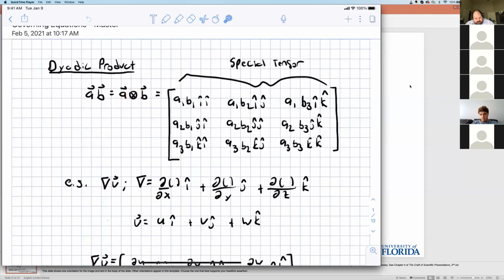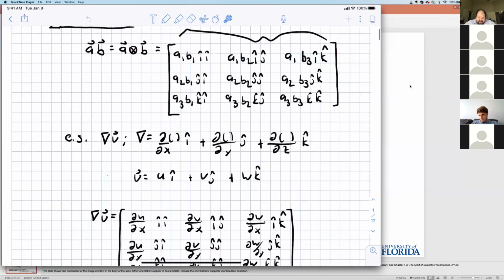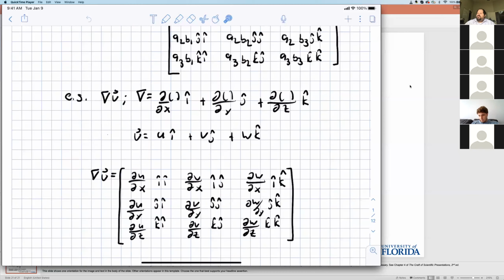I'm not going to go through how this works, but think of it as a vector being multiplied by a transpose, and you tack on the unit vectors of both. So the dyadic product of A and B gives this sort of matrix here. This thing where you have two different unit vectors means it's a tensor, and a dyadic product is a special tensor with some special properties. I'm not going to get into what those are in this class. I just need you to understand all the different vector notation, because I prefer vector notation over Cartesian tensor notation.